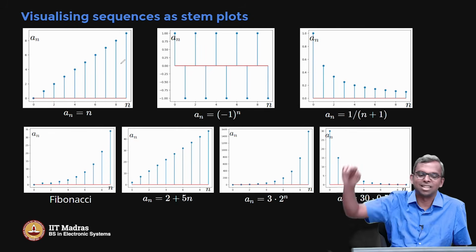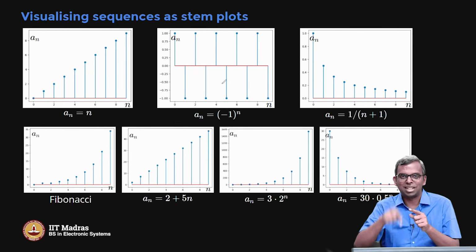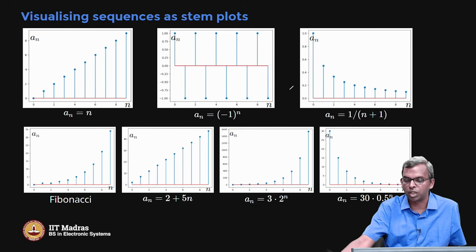It will also increase like this, and it will look like this. Here is minus 1 power n. Notice what happens. For n equals 0, it is plus 1. n equals 1, it is minus 1. n equals 2, it is plus 1. 3, it is minus 1. So notice how the stem sort of goes up and down and up and down. It's just a very easy way of visualizing what this function is.